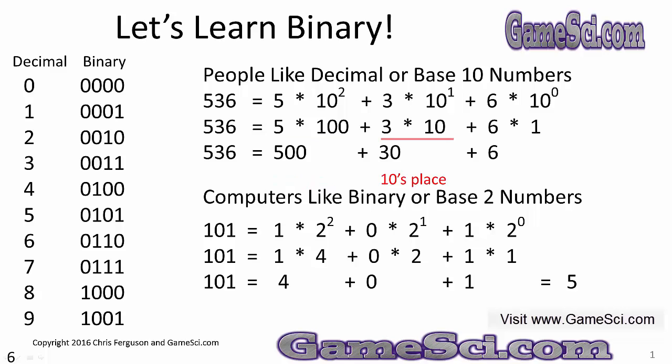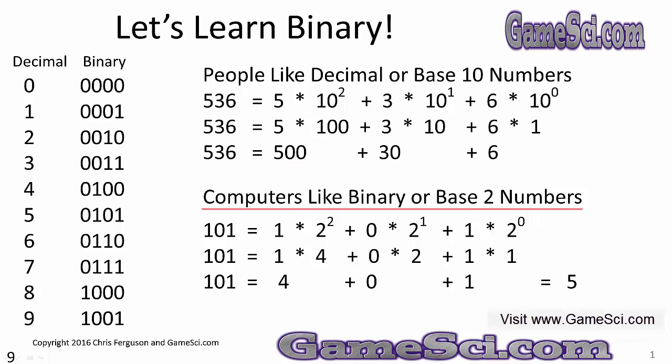3 is in what we call the tens place. 10 to the first power is 10. So that 3 doesn't represent 3, it is an actual 30. Finally, the 6 is in what your third grade teacher called the ones place. 10 to the 0 power is 1, so that 6 does indeed represent a 6. Well, if you take the 5 from the hundreds place and the 3 from the tens place and the 6 from the ones place, you add them all together and it's 536. Because they're decimal numbers, we deal in powers of 10.